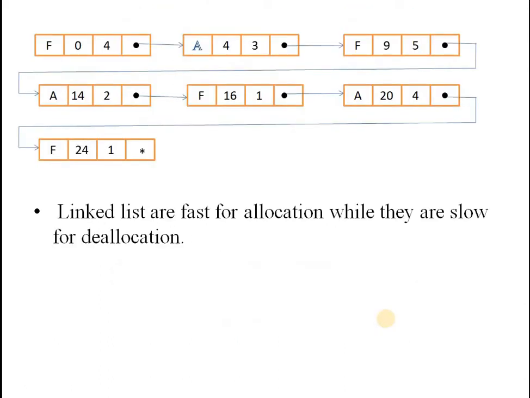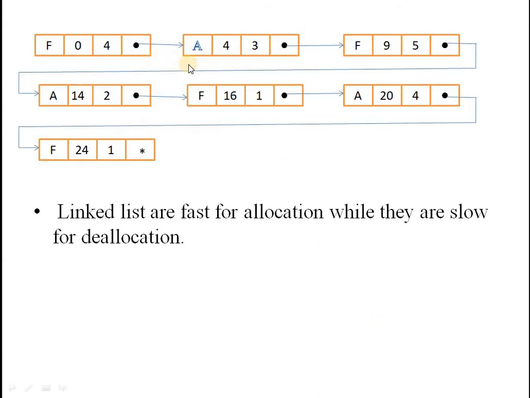Next is the linked list. In a linked list, a record is created for each variable partition. Each record maintains information like: first, the status, which is allocated or free. If allocated, it is denoted by A, and if memory is free, it is denoted by F. Second, the starting chunk number; third, the number of chunks; and fourth, a pointer to the next entry.